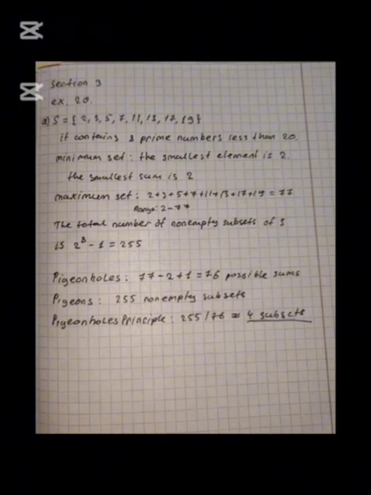Counting all these numbers from 2 to 77, that's 76 possible sums. We're putting 255 sums into 76 possible sums. By the pigeonhole principle, at least one sum must appear in at least 4 different subsets. So there are at least 4 subsets with the same sum.